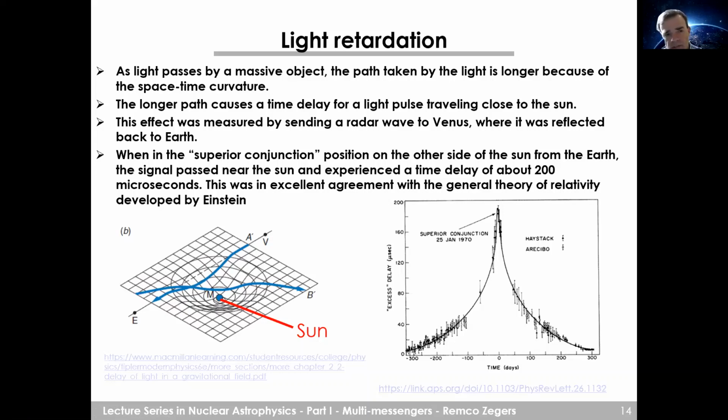And so, as I mentioned, this effect was first measured by sending a radar wave to Venus, where it was reflected back to Earth. When it was in the superior conjunction, so that's close to this situation right here, when the Earth and Venus are on opposite sides of the sun, the signal passed near the sun and experienced a time delay of about 200 microseconds. And that's what you see right here. So where this peak is, that's where the superior conjunction is. And the y-axis here is the excess delay, so the extra time that it takes for the signal to reach Earth. And so you can see this nice peak. This is a very nice example of this curvature of space-time.